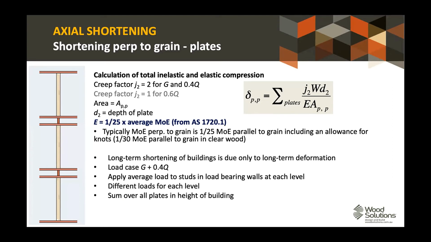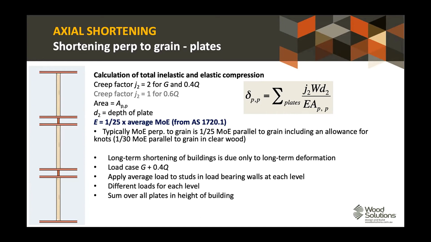The other elements that we have for shortening perp to grain are the joists through the depth. Again, we have a J2 of 2. This is a creep. For E, for the perp to grain modulus, so we obviously have MOE parallel to grain, which is the grade value that we said we'd take a 5% increase on. For this one, we're taking around about a 25th of that. So it's far more flexible across the grain.